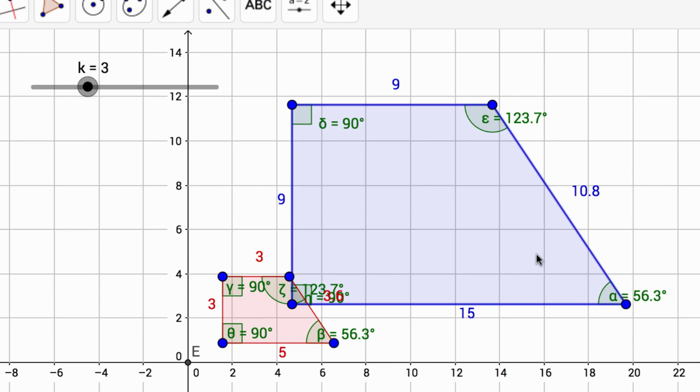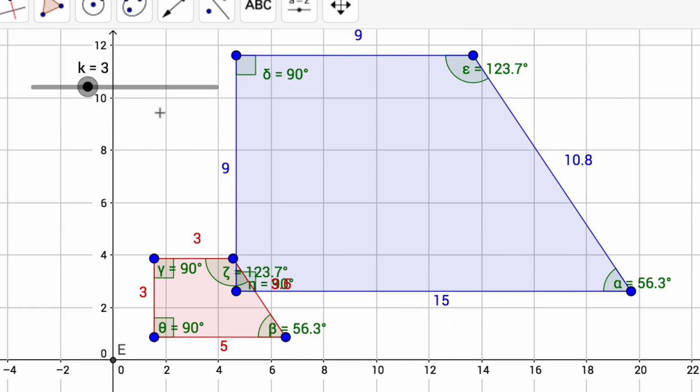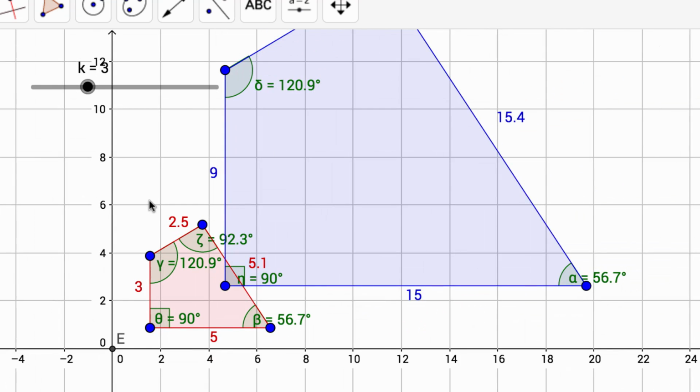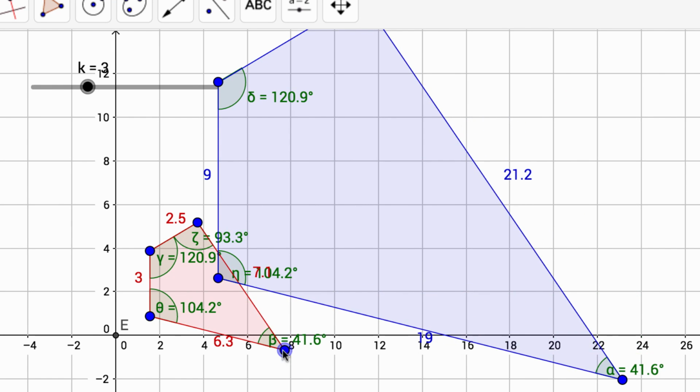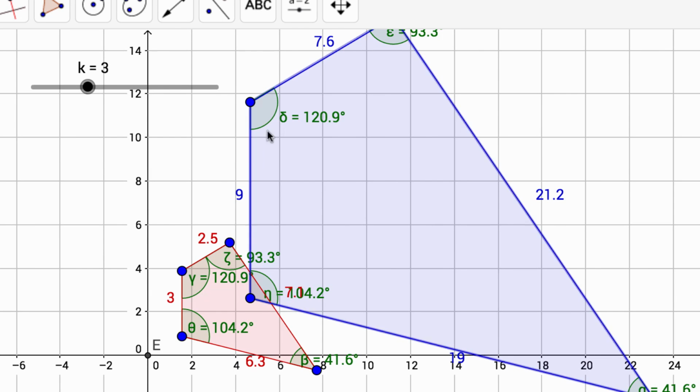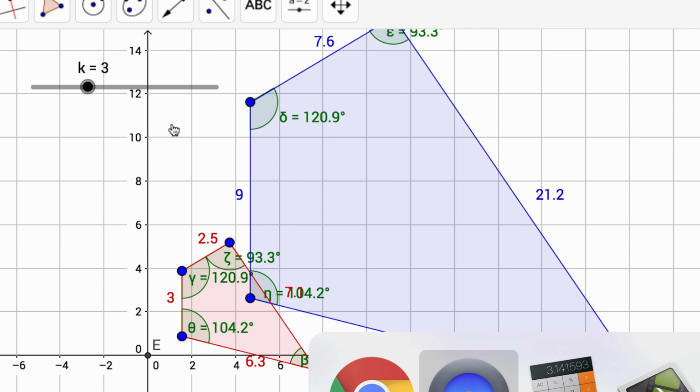Second thing, if we go back and look at this GeoGebra here, look at the angles. The corresponding angles are 90 degrees, this is 123.7, 56.3, and 90. And even if I change this, let me open this up a little bit, make it kind of weird. If I look, 93.3, yep, 93.3, 41.6, and so on. So we can see that the corresponding angles are going to be congruent. So the angles are congruent, and the sides are proportional. That is our definition. The angles are congruent, 120.9, 120.9, and so on, and the sides are proportional.